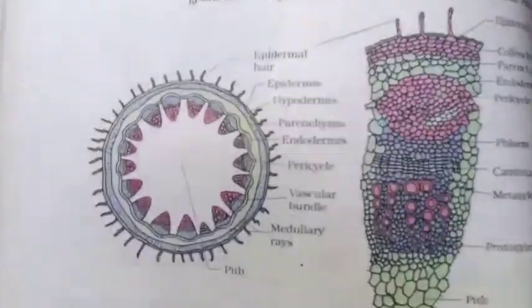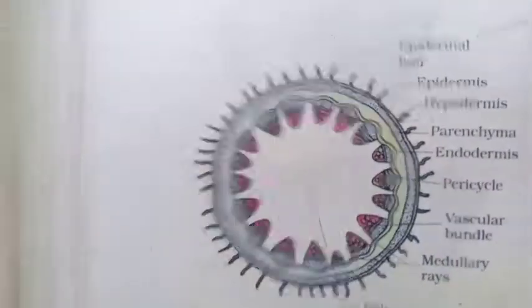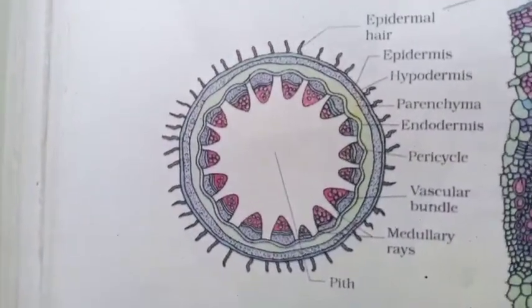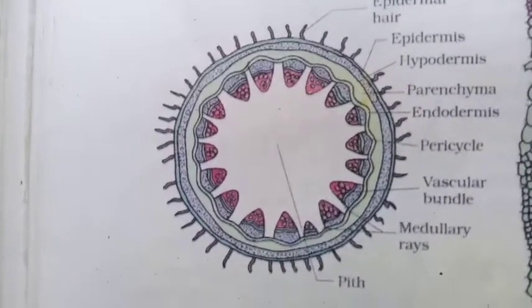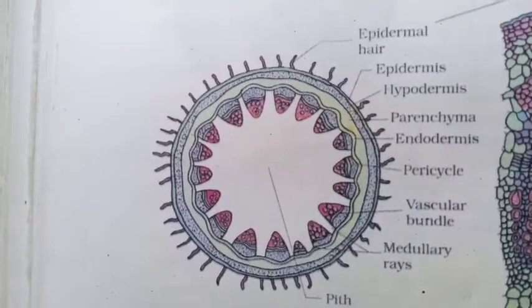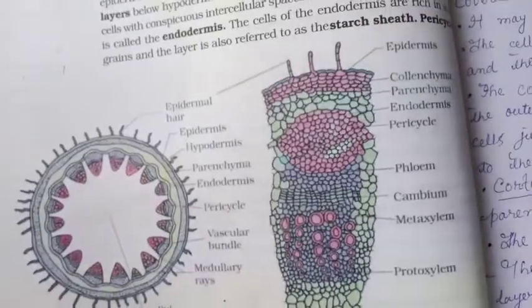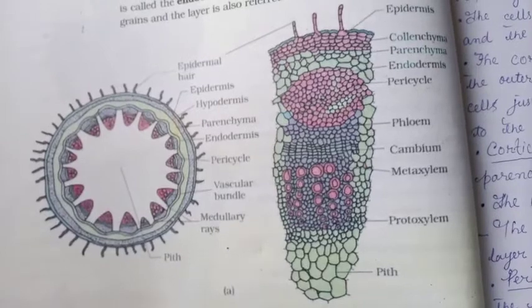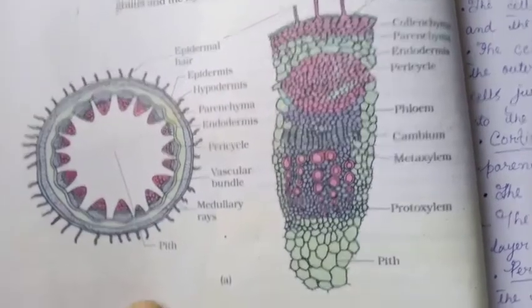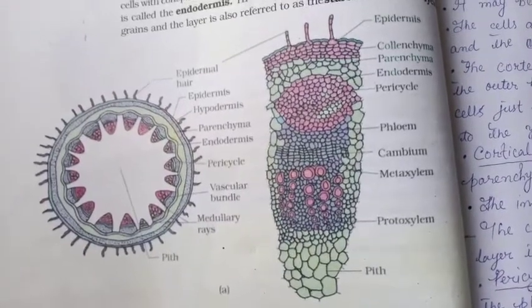You can view the transverse section of a typical dicotyledonous stem. This is the full transverse section of the dicot stem, and this is the transverse section taken in a part of a typical dicot stem.